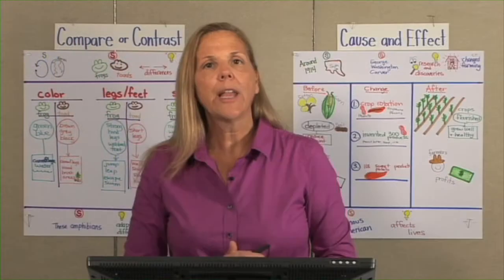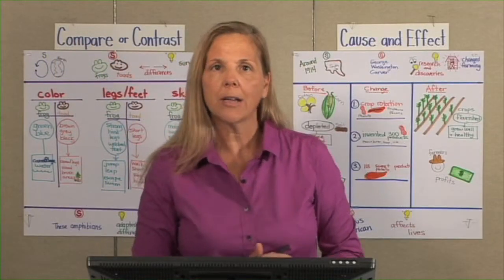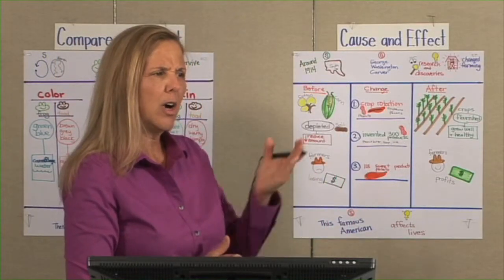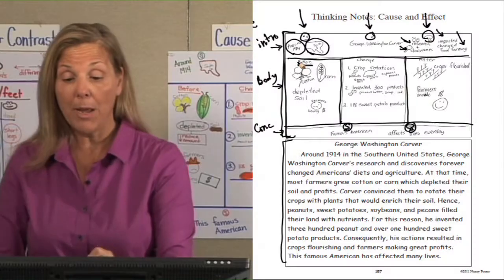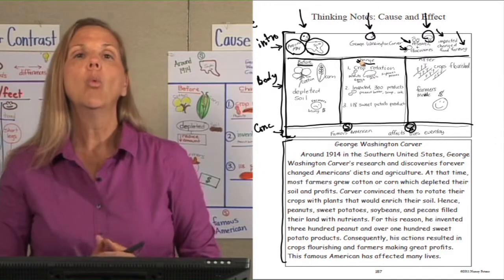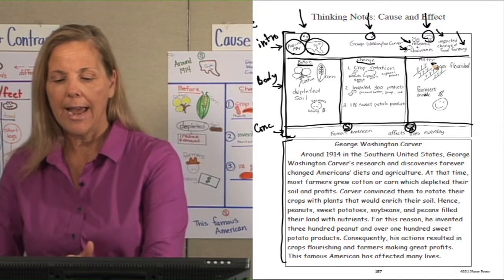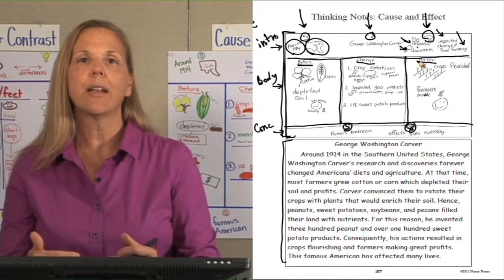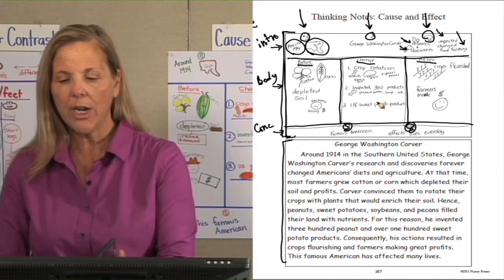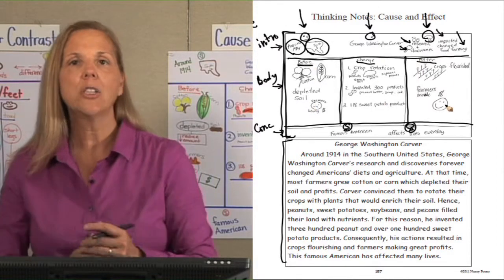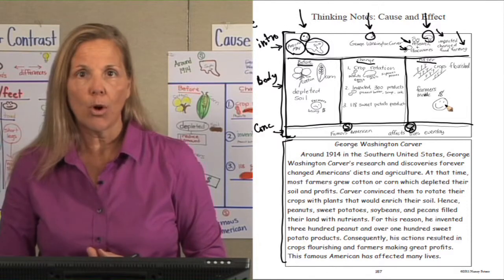What are we going to label the middle box? So let's go back. Before, after, what caused the change? What's the middle box? Change. What is the last box? After. Now that we've identified our before the change, what caused the change, and after the change, we will fill in the organizer.